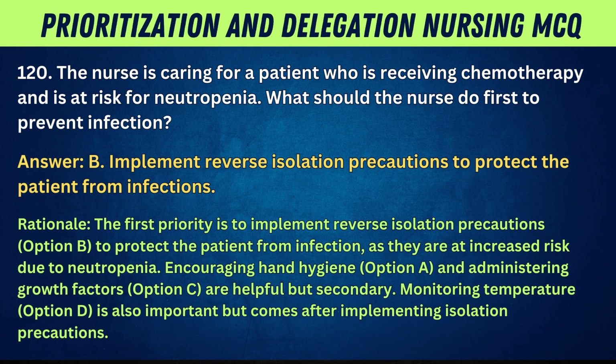Answer. B. Implement reverse isolation precautions to protect the patient from infections. Rationale. The first priority is to implement reverse isolation precautions, option B, to protect the patient from infection, as they are at increased risk due to neutropenia. Encouraging hand hygiene, option A, and administering growth factors, option C, are helpful but secondary. Monitoring temperature, option D, is also important but comes after implementing isolation precautions.